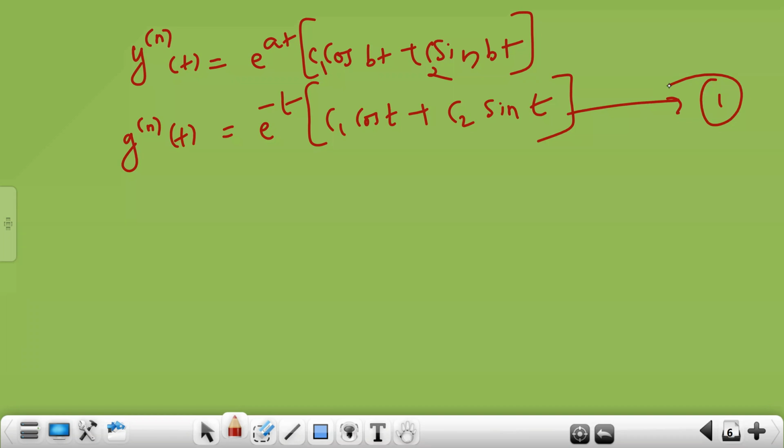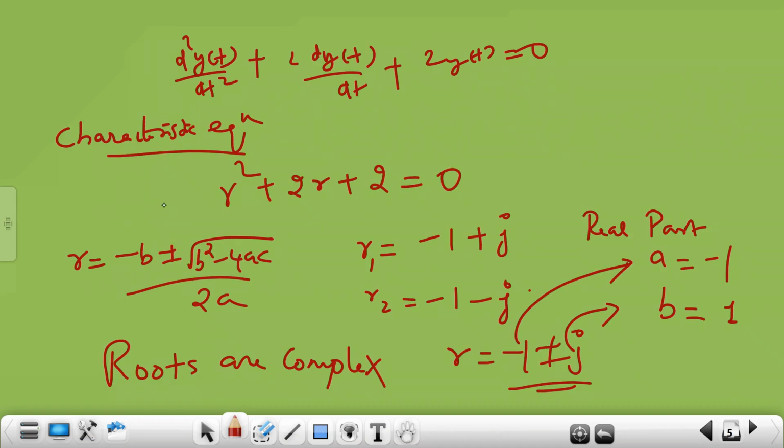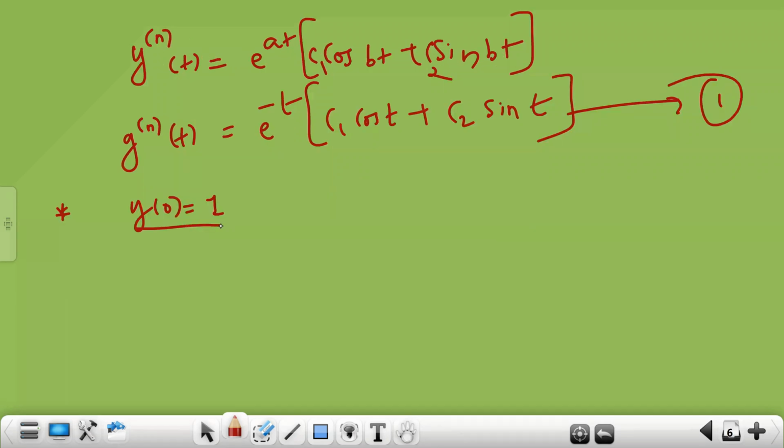Now to find C1 and C2, what do we have to do? First, you take the first initial condition. The first initial condition that was given in the question was y of 0 is equal to 1. Any doubts, please ask. I'll go a little bit fast, because I'm repeatedly doing the same type of problems, so you can also grasp accordingly. If any doubts, please ask.